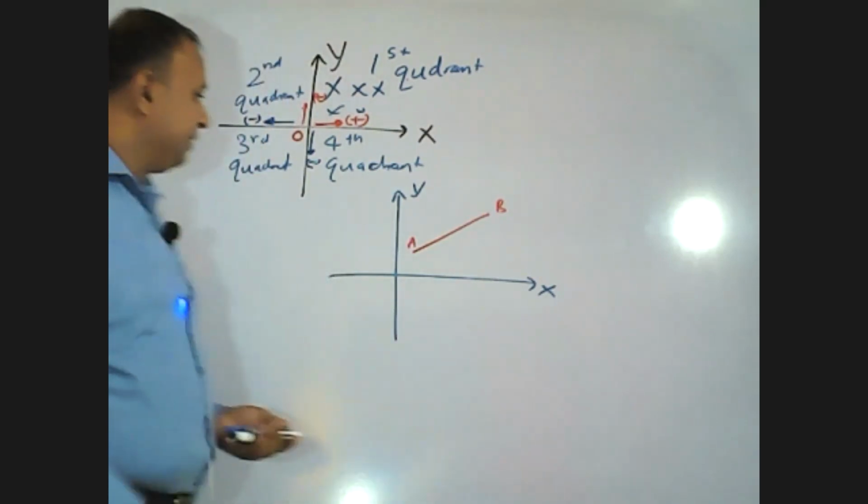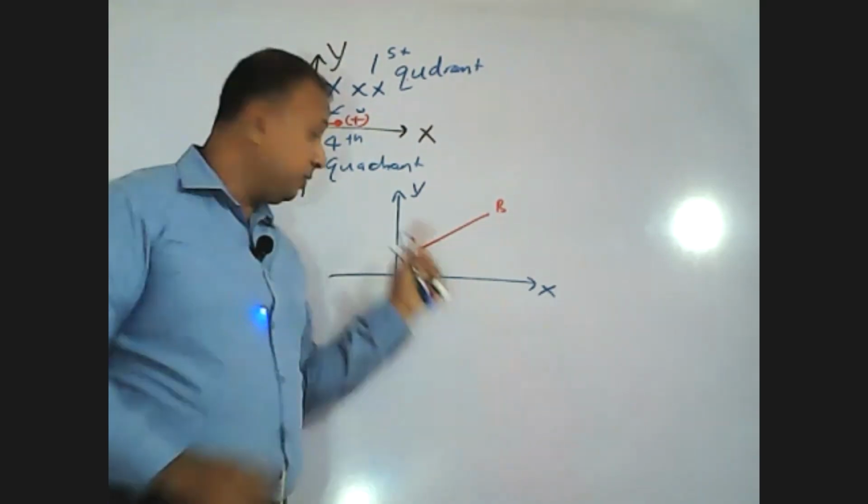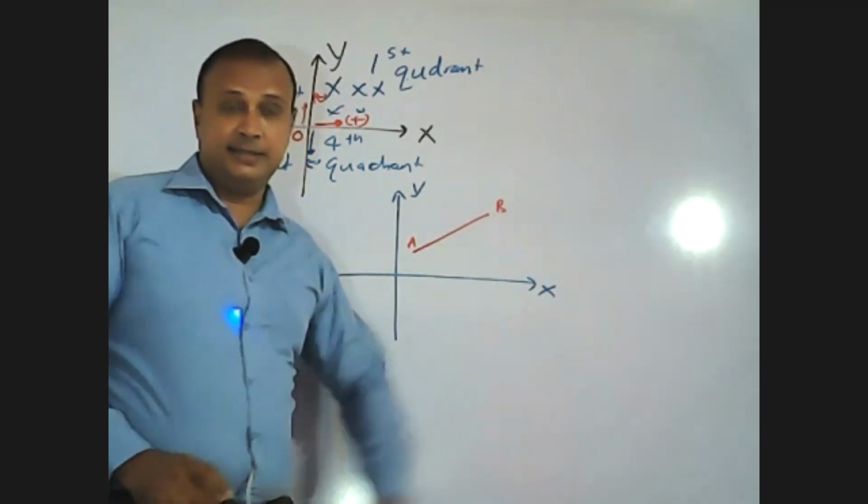Okay. How to get the perpendicular projection of AB on the x-axis?